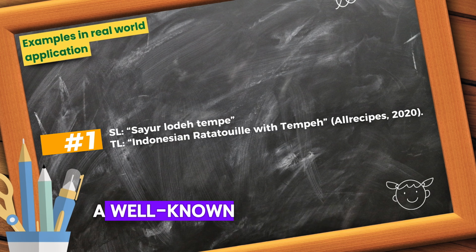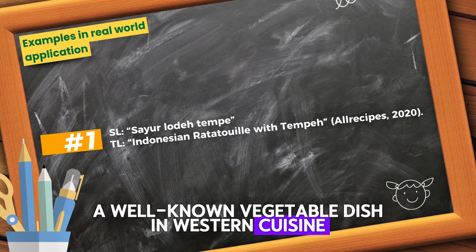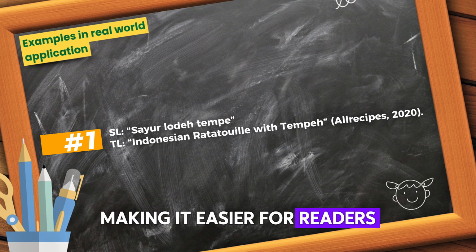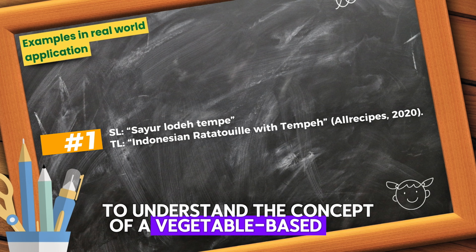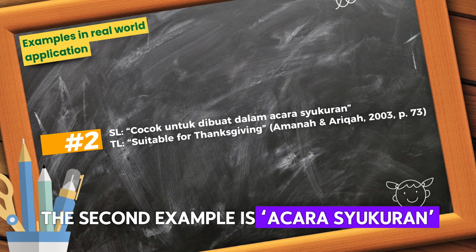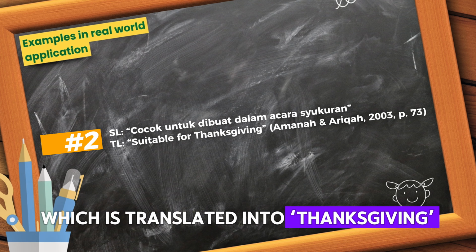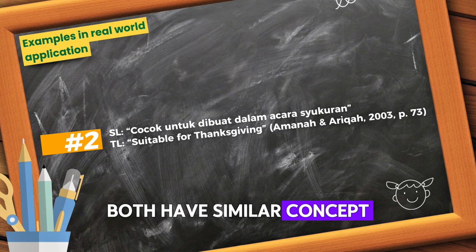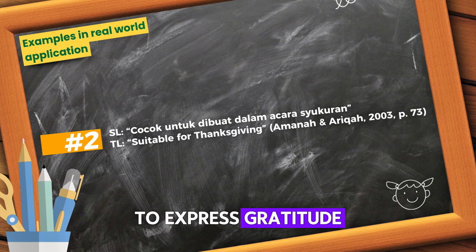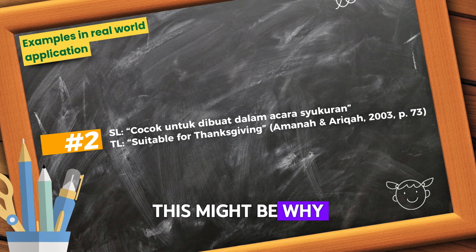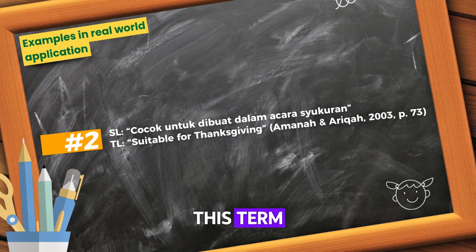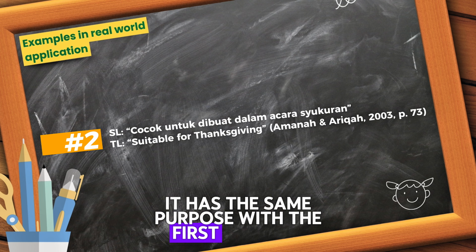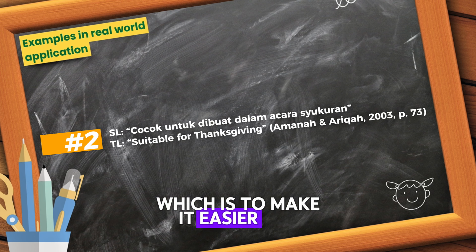Ratatouille is basically a well-known vegetable dish in Western cuisine, making it easier for readers to understand the concept of a vegetable-based dish. The second example is acara syukuran, which is translated into Thanksgiving. Acara syukuran and Thanksgiving both have a similar concept of an event to express gratitude. This might be why the translator probably chose this term. It has the same purpose as the first example, which is to make it easier for readers to understand.